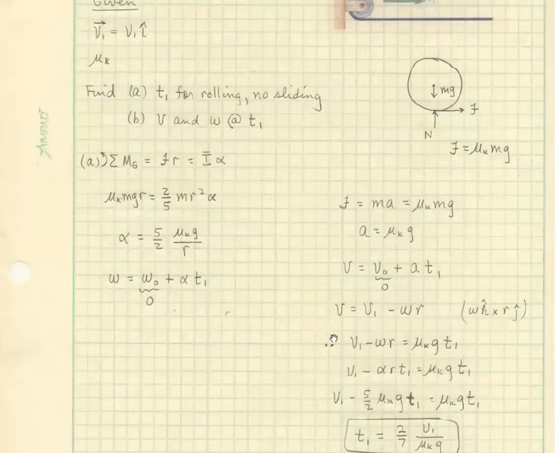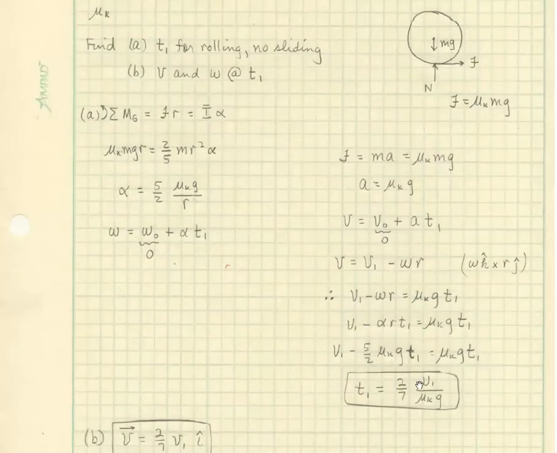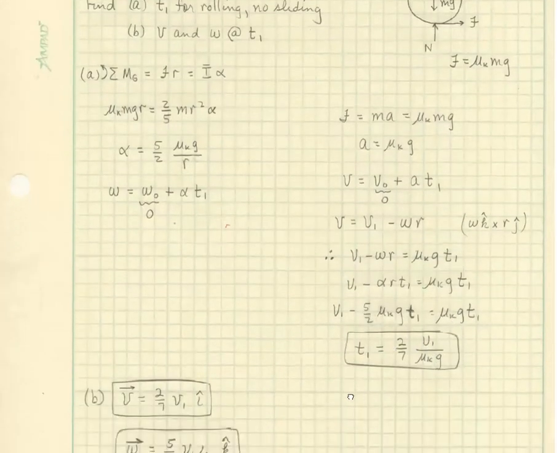Now, v1 minus omega r is equal to v, and v is equal to mu sub k g t1. So we have v1 minus omega r equal to mu sub k g t1. Omega is alpha t1, so we have alpha t1 times r, and mu k g t1 here. When you put all of this together, plug in what alpha is, 5/2 mu sub k g over r, and solve for t1, you'll get t1 equal to 2/7 v1 over mu sub k g.